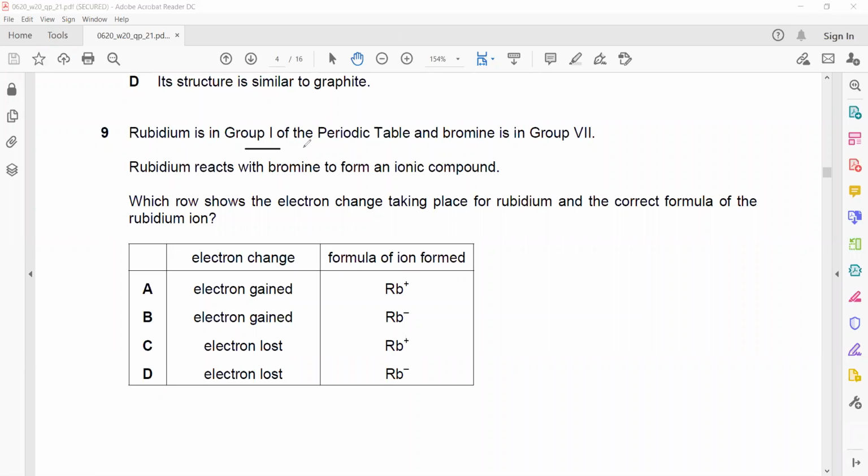Rubidium is in group 1 and bromine is in group 7. Rubidium reacts with bromine to form an ionic compound. Which row shows the electron change that takes place in rubidium? C is correct, because rubidium is group 1, so group 1 metals tend to lose one electron from their outer shell, so Rb+ will be there. C is the right answer.